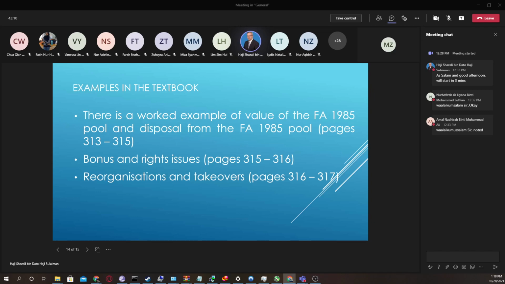Now, of course, there are some other examples here as well. Bonus and rights issues, the same thing. Bonus, there's no cost. Rights issues, there's a cost element. But even with a bonus and rights issue, the difference between this and individual, we still need to do the indexation cost, indexation price over the period of time. So there's an example here, and then reorganization and takeover.